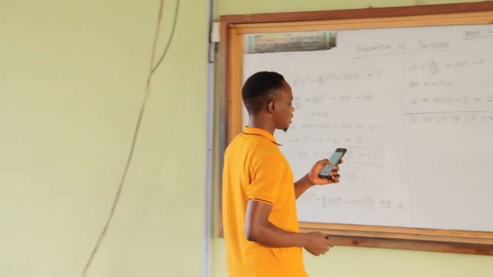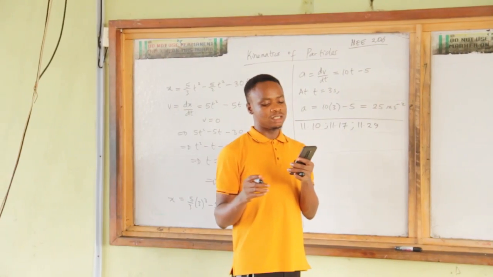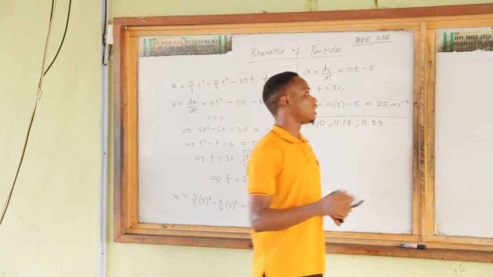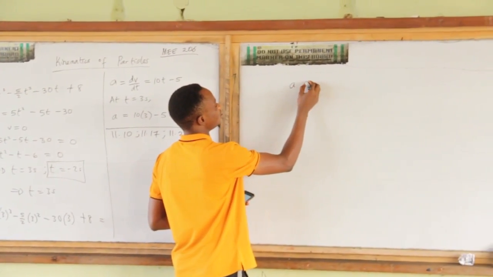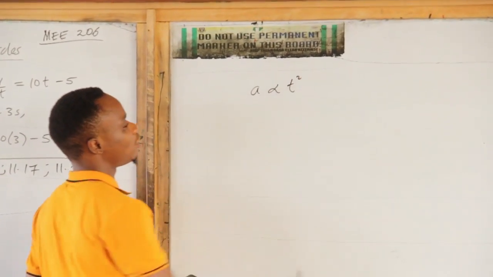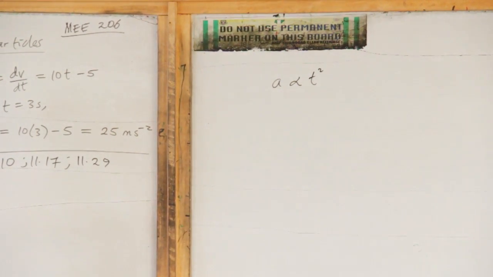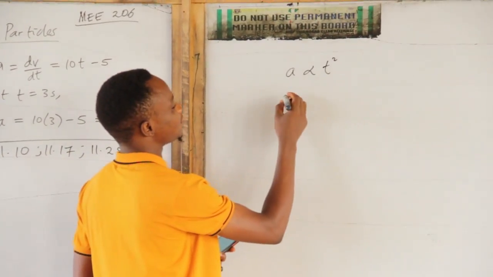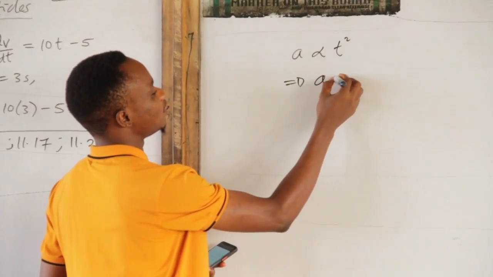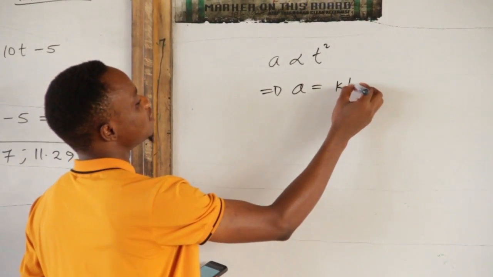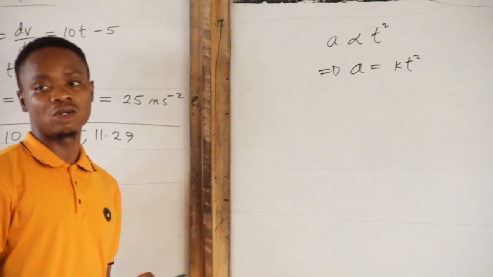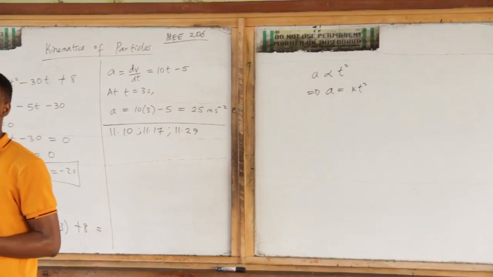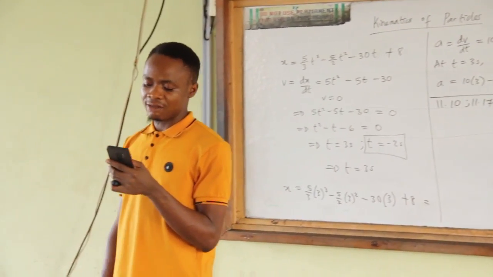So this is one of such cases where acceleration is dependent on time. You have been told that acceleration is proportional to the square of time. Does that make sense to you? So we said acceleration is proportional to the square of the time t. That means I can say that acceleration is equal to kt squared, where k is the constant of proportionality. Does that make sense to you? So that is what we have over there.